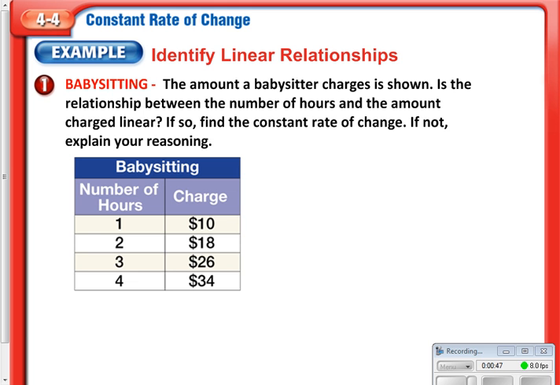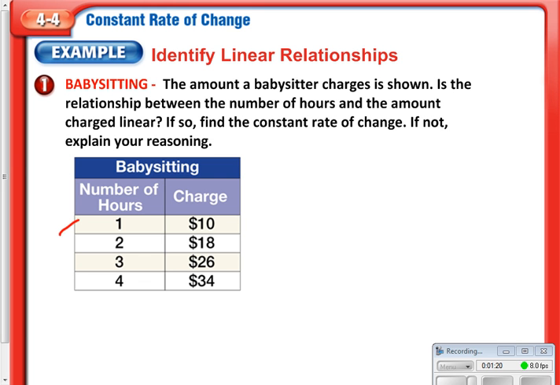Looking at our first example here, it says identify linear relationships. It says 1, babysitting. The amount a babysitter charges, as shown, is the relationship between the number of hours and the amount charged linear? If so, find the constant rate of change. If not, explain your reasoning. So we need to determine, is this linear or not? And if it's linear, it has a constant rate of change. The easiest way to pull things from a table to determine if things are linear or not is to just do this right here to see if it's all constant.